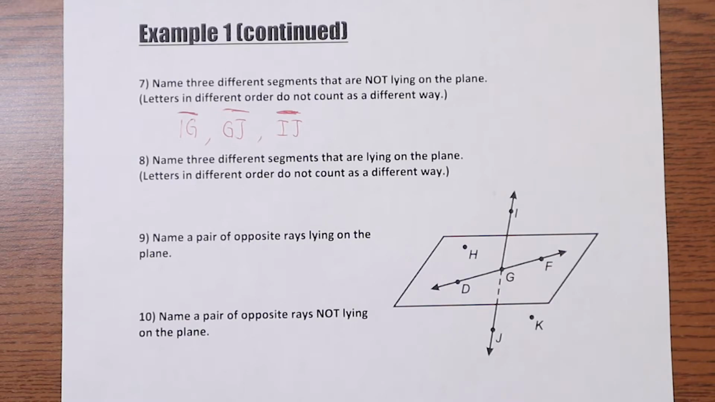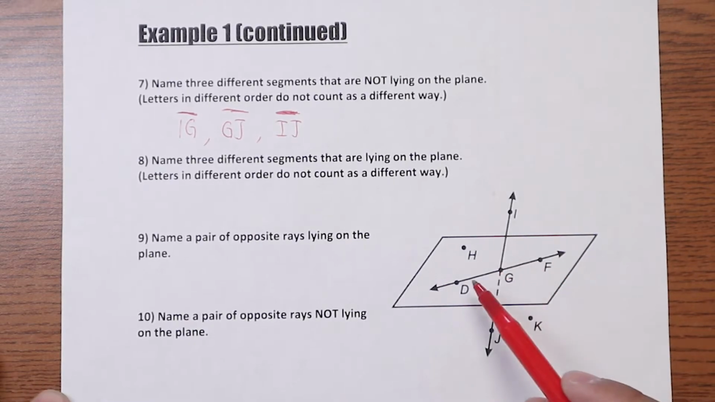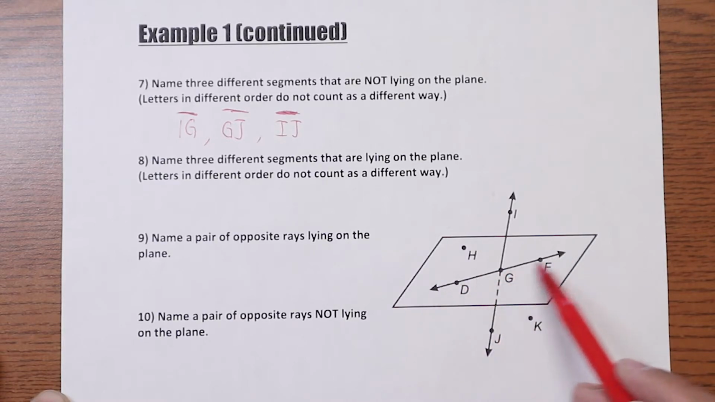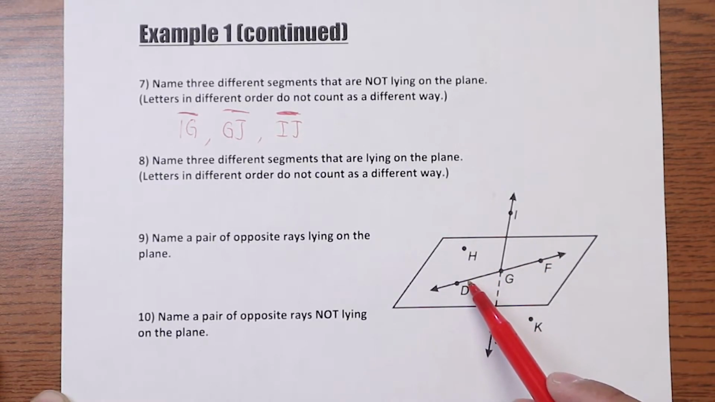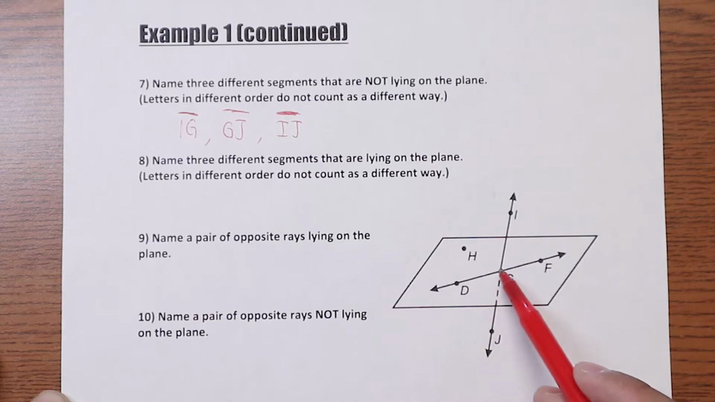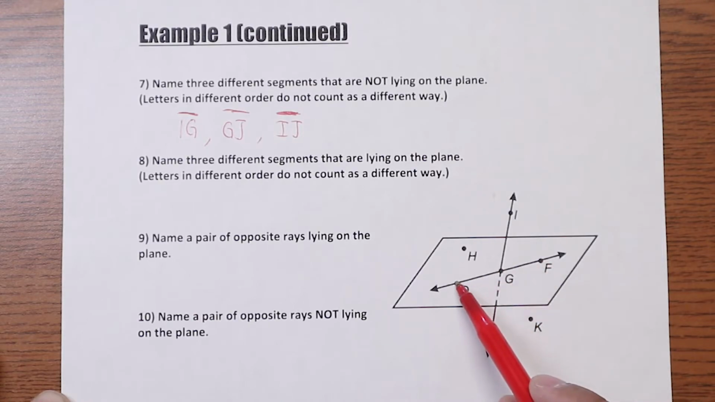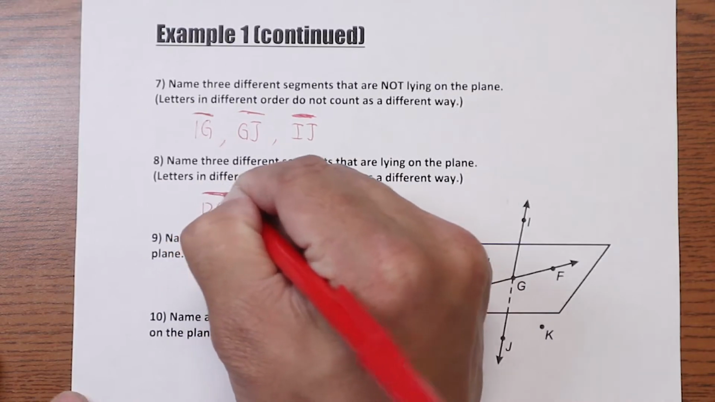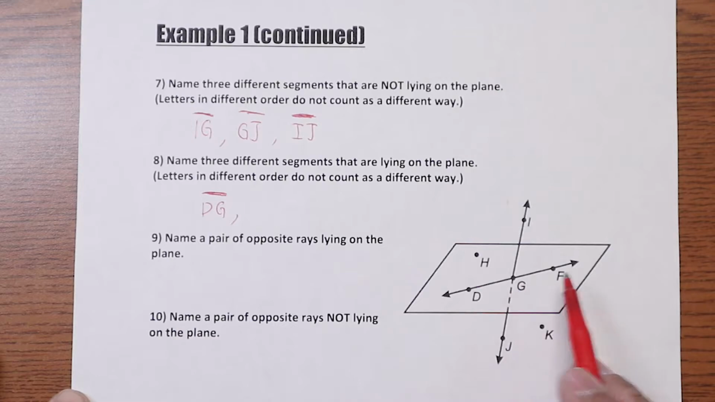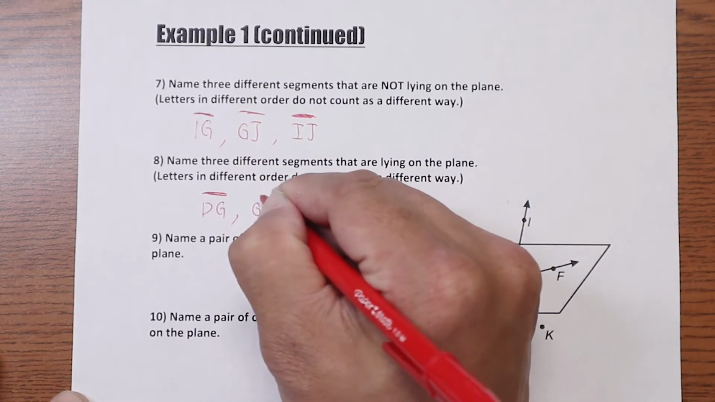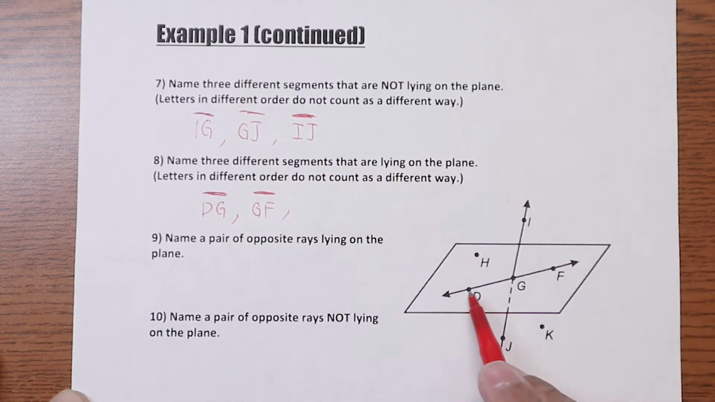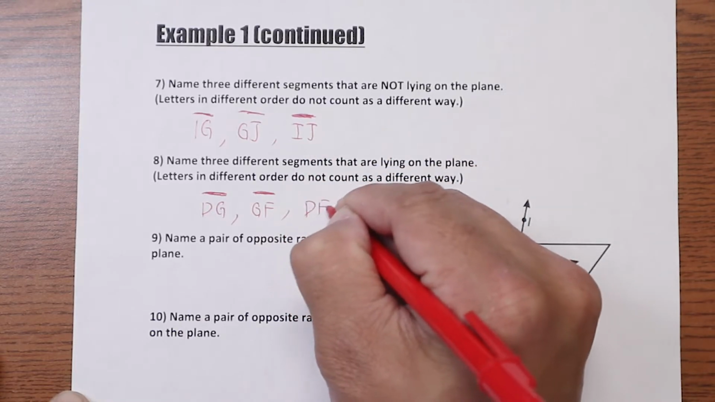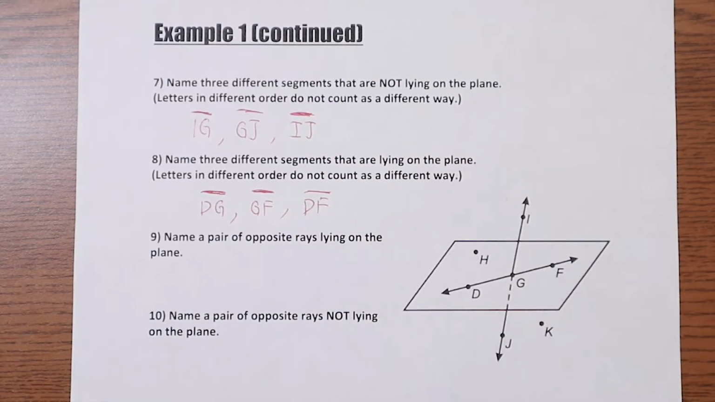And then for number 8, it says name 3 different segments that are lying on the plane, which is going to be this line right here, and this line is going to consist of 3 little segments. The short one on the left, the short one on the right, and then the longer one that's across from D to F. So we're going to say DG for the left segment with segment symbol on the top, and then GF on the right, GF with a segment symbol on the top, and then DF with a segment symbol on the top, like this, okay?